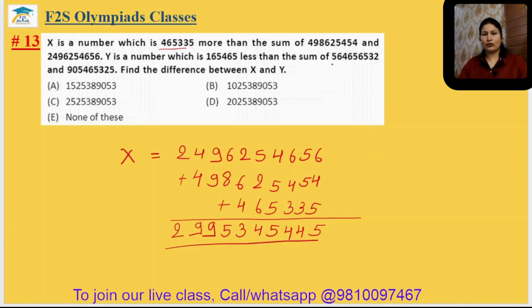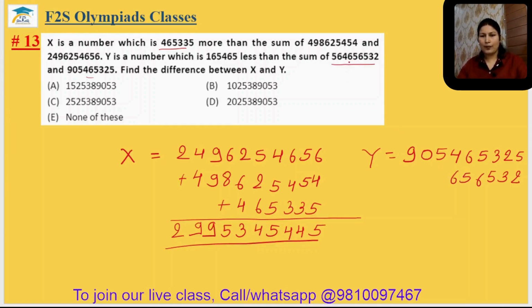So for finding the value of Y, first we have to find the sum of these two. To find the value, just write the sum. That is your 9054. First I'm writing the bigger number: 9054, 65325. Next is 235, 656. Now it is 465. Okay, now find the sum of these two first.